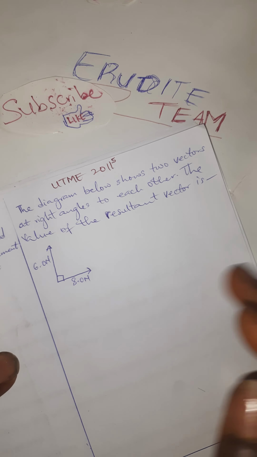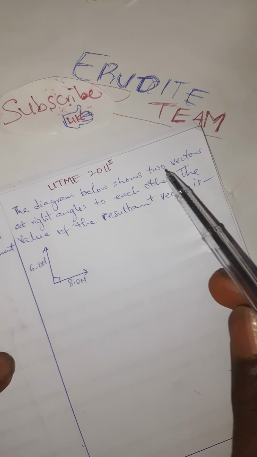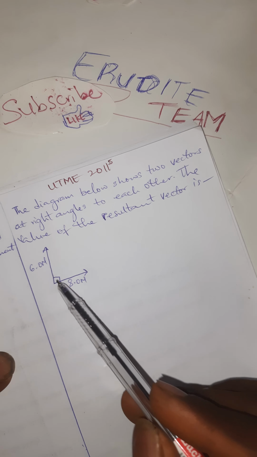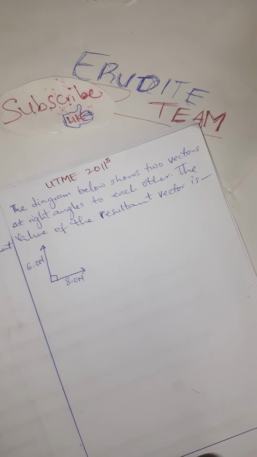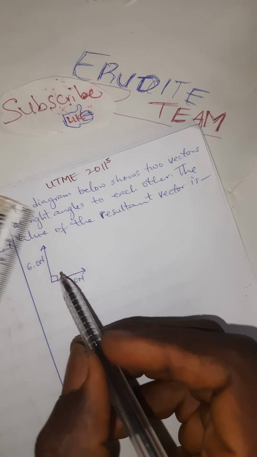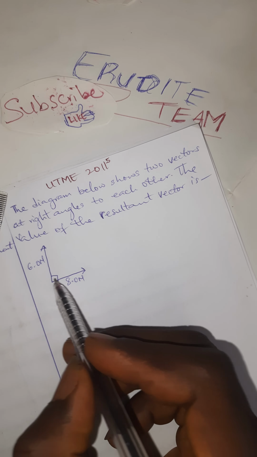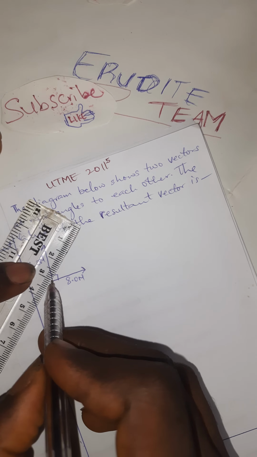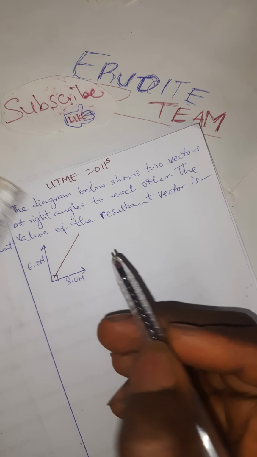Now let's look at the second question. The diagram below shows two vectors at right angle to each other. The value of the resultant is what we want, and we know that the resultant is the line that bisects these two from the point of intersection of these two vectors. So any line we draw from this point of intersection like this, as a diagonal, is our resultant.